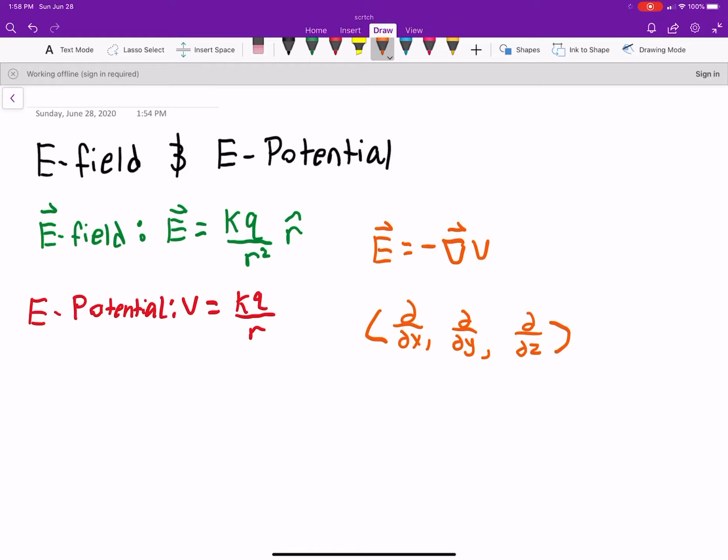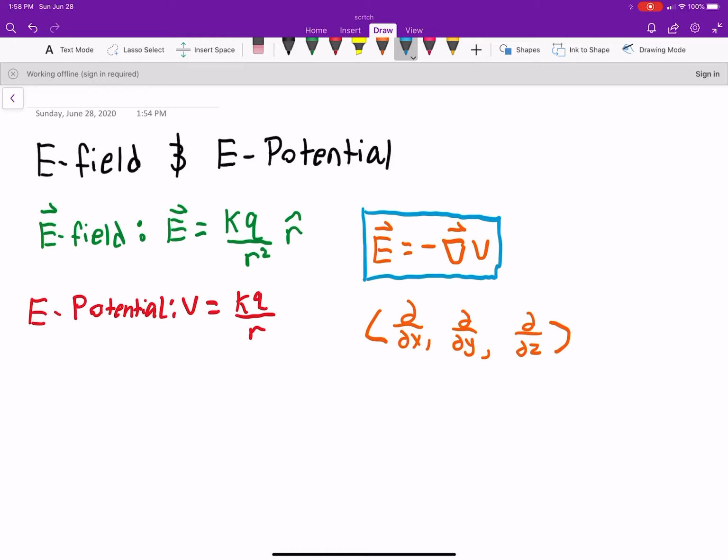So that's all that's having us do. I'm assuming you're familiar with this. If you're not, then that's something maybe to go over. I could potentially make a video on it. But the important thing to know is that this is how the E field and your potential are related.